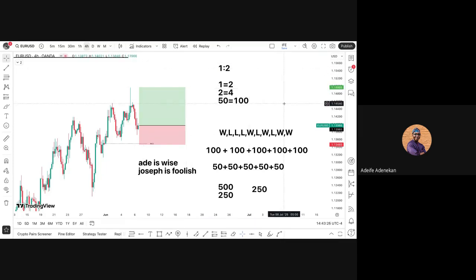But now here's the thing. That will mean that your risk is consistent and your risk to reward is consistent for you to have this kind of performance. In fact, if you win only 3 times, that would be $300. Say you took 10 trades in a month and you won only three, you will be up $300.